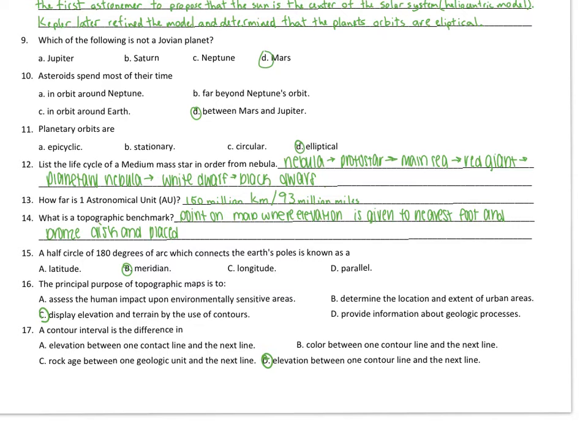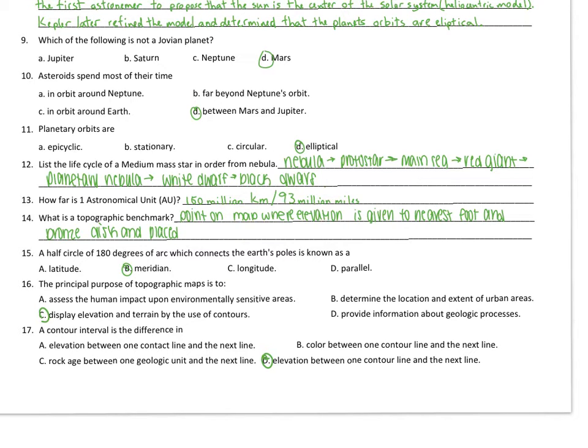What is a topographic benchmark? This is a point of known elevation on Earth's surface that is marked with a bronze or brass placard. And when you go and find that, you know exactly what elevation you're at. On a map, it will be marked by either a BM, an X, or a triangle or delta symbol.